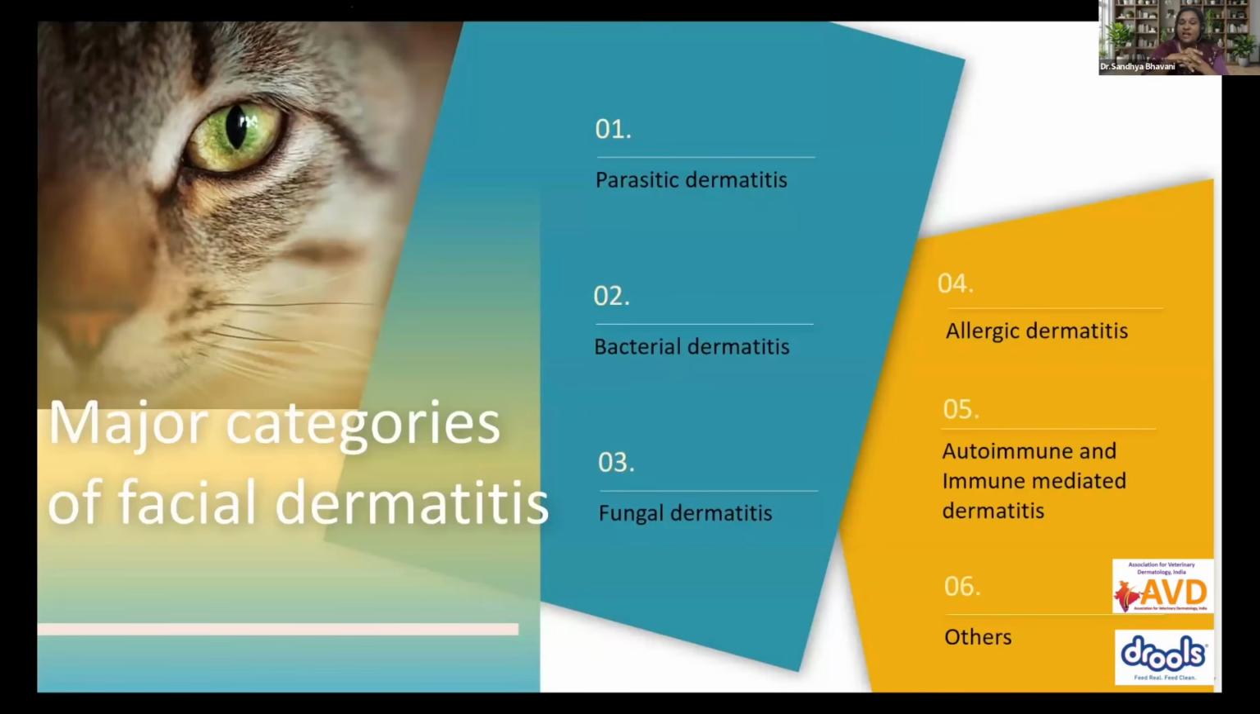So the major categories, coming back to facial dermatitis. I have categorized under 6 headings. The major categories are parasitic dermatitis, bacterial dermatitis, fungal dermatitis, allergic dermatitis, autoimmune and immune-mediated dermatitis, and the others. I have brought in lots of diseases under others.